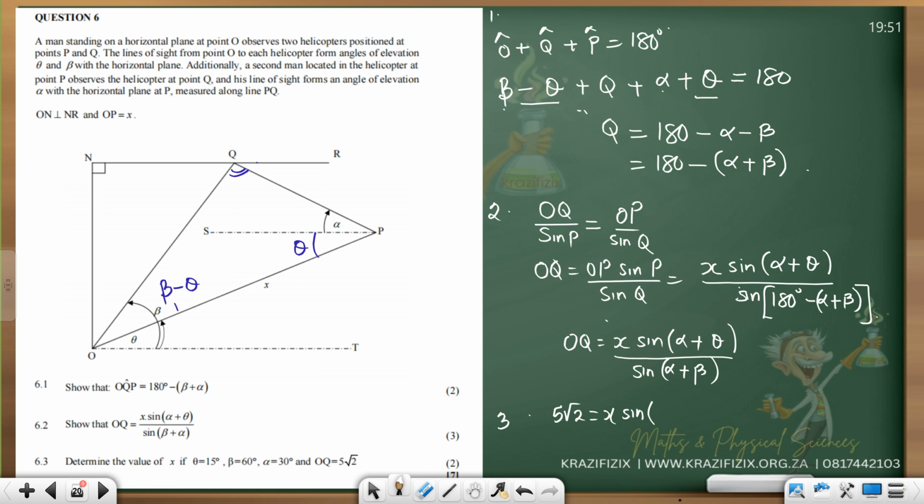What is alpha? We're given alpha as 30. What is theta? 15. Already that's sine 45. What is alpha again? 30. What is beta? 60. Guys, I can even do this without a calculator. Sine 90 is 1. Sine 45 is what? Root 2 over 2. So what is x? 5 root 2 divided by root 2 over 2. X is 10.